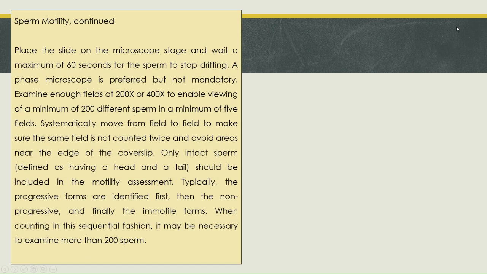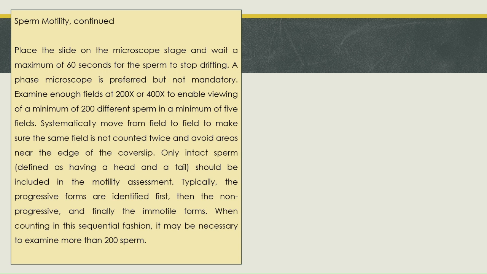Sperm motility, continued. Place the slide on the microscope stage and wait a maximum of 60 seconds for the sperm to stop drifting. A phase microscope is preferred but not mandatory. Examine enough fields at 200x or 400x to enable viewing of a minimum of 200 different sperm in a minimum of 5 fields. Systematically move from field to field to make sure the same field is not counted twice, and avoid areas near the edge of the cover slip.